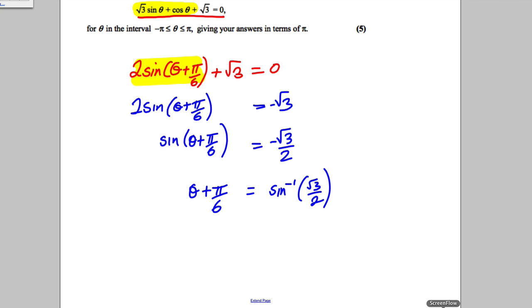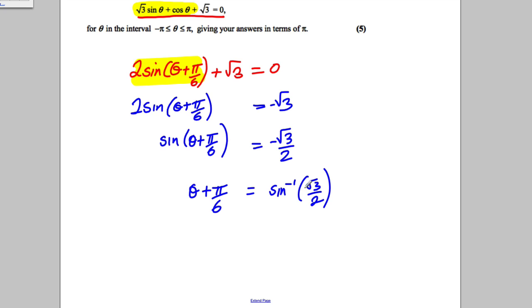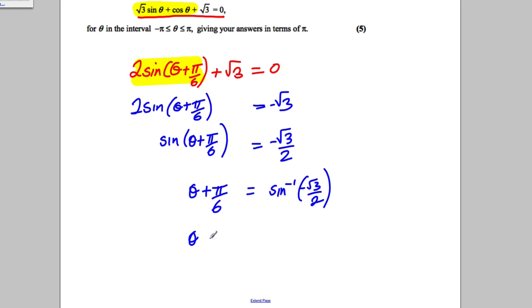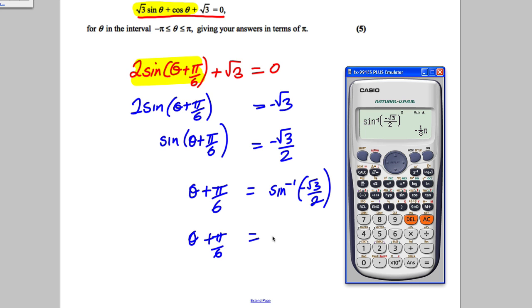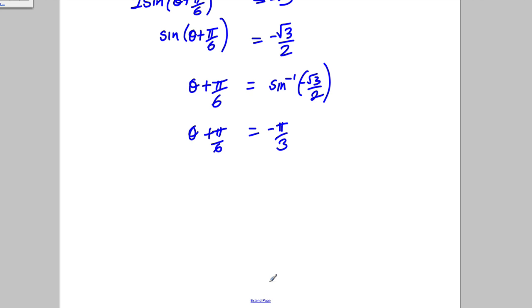So therefore theta plus pi by 6, the principal value, is the inverse sine of negative root 3 over 2. Okay, calculator out. Inverse sine, fraction. Negative, sorry, this was negative here, don't forget that was a negative there. So negative root 3 over 2, and close the brackets, and it tells us it's negative pi by 3. So theta plus pi by 6 is going to be equal to negative pi by 3. So that's the first value.